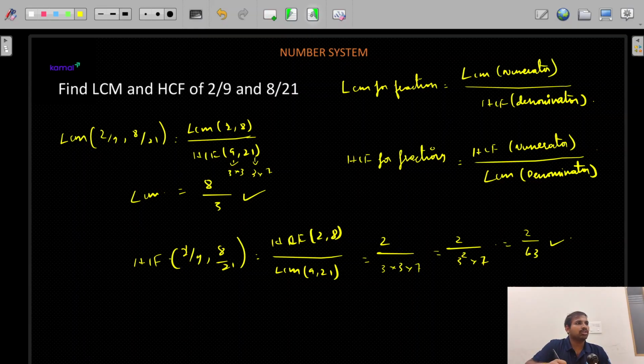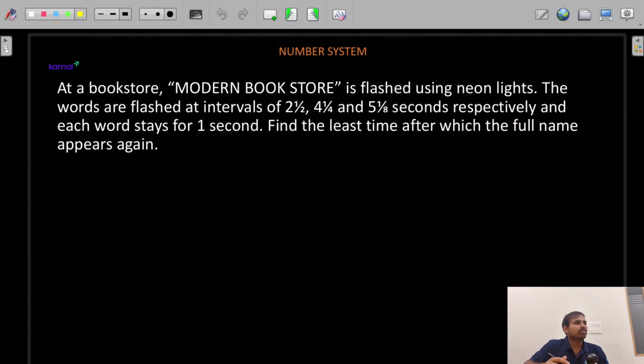Let us go to the next question now. A modern bookstore flashes its name using neon lights. There will be a board with the words Modern Bookstore, and each of these words is flashed with neon lights. The words are flashed at intervals of 2 1 by 2, 4 1 by 4, and 5 1 by 8 seconds respectively. Each word stays for 1 second. Find the least time after which the full name appears again.